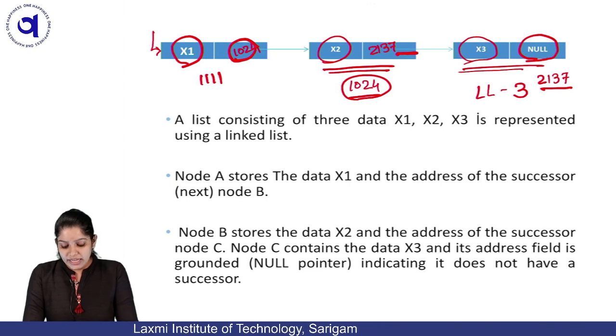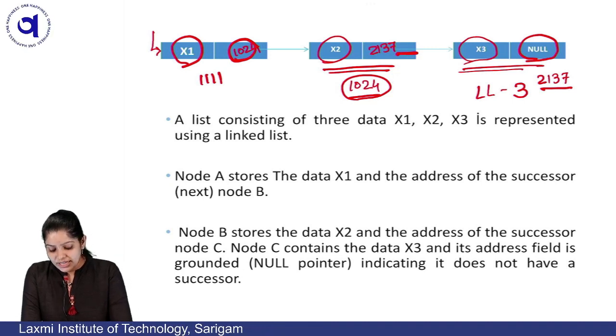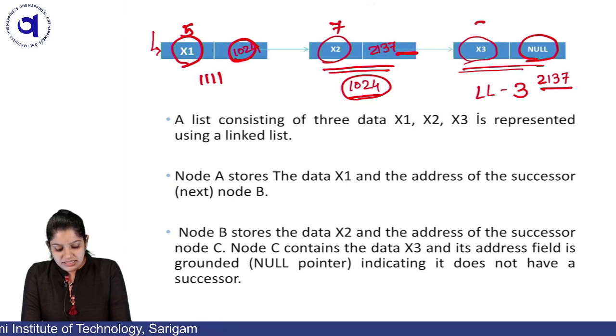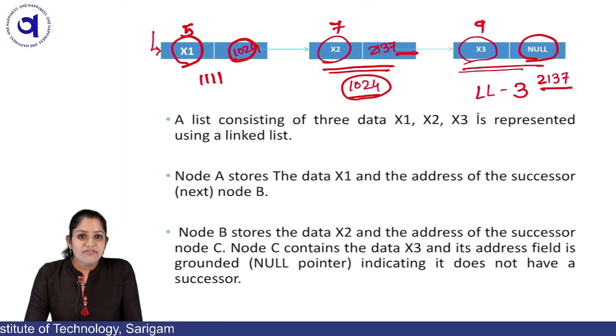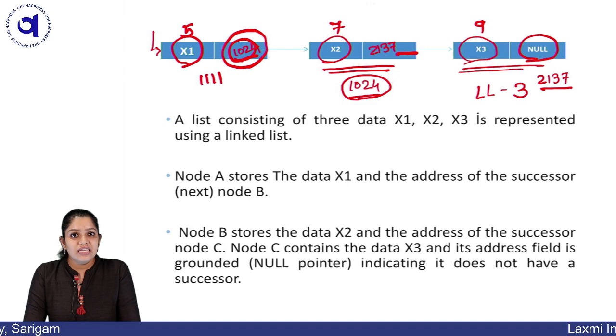So in memory, I can search for data. Suppose I'm searching for a particular data, for example, let us say 27. Here I have x1, that's 5, x2, that's 7, and x3, that's 9, and I am searching for 27. First it will compare with 5, and 5 and 27 are not equal, right? Then it will go to the next node via this link, using this address.